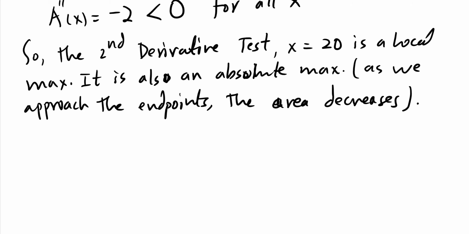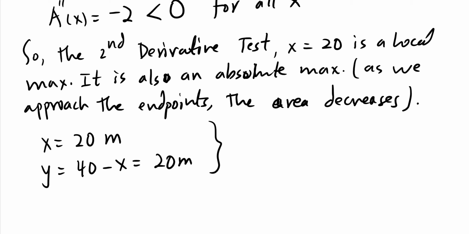So at the end, I get x equals 20. 20 meters is one of them, and y is 40 minus x. So 40 minus 20, also 20. Notice, the rectangle will be maximized when it's a square, because x and y are the same. The side lengths are the same.